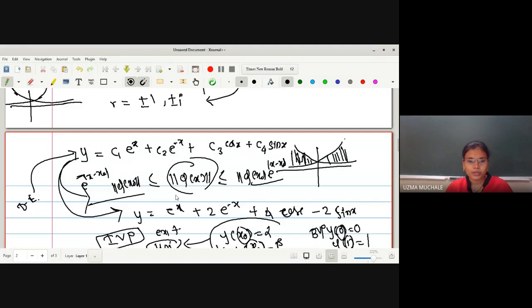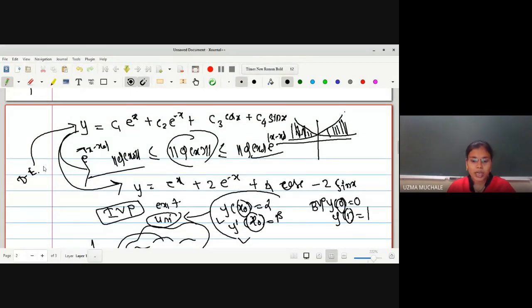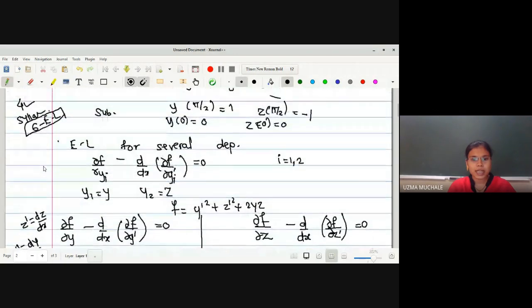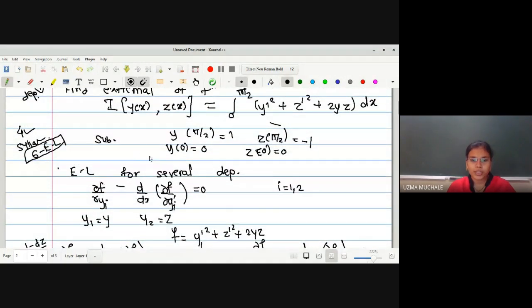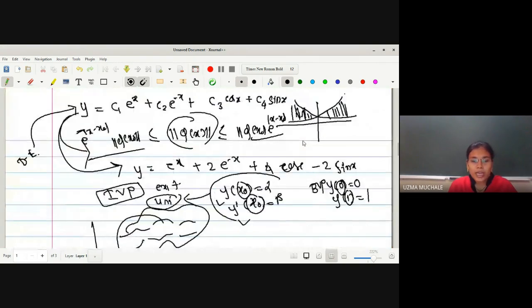So we can have 32 solutions. That means out of infinitely many, we have found 32, right? But now, if I say that you have to find a solution which satisfies the conditions, what are the conditions given to us in this example? y of 0 is 0 and z of 0 is 0, and y of pi by 2 is 1, z of pi by 2 is minus 1. So can anyone tell me whether everyone will get the same answer or a different one, just like the last case?